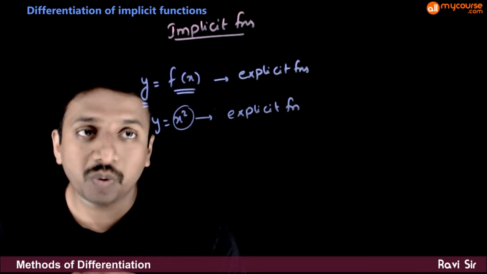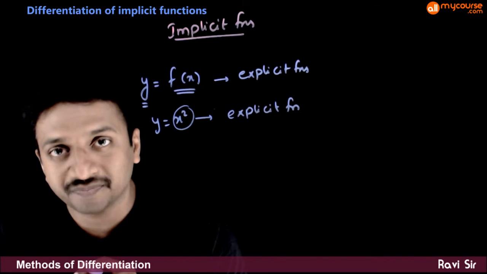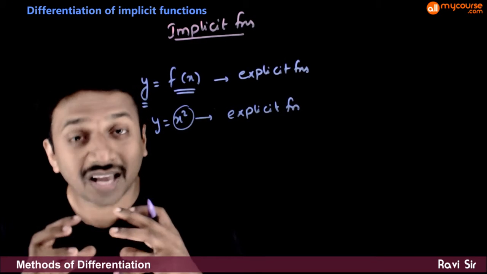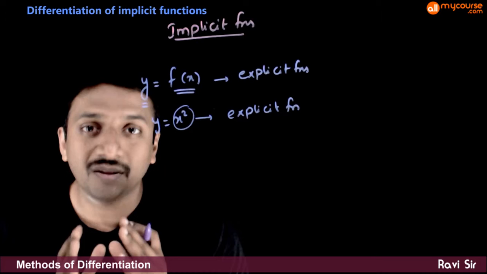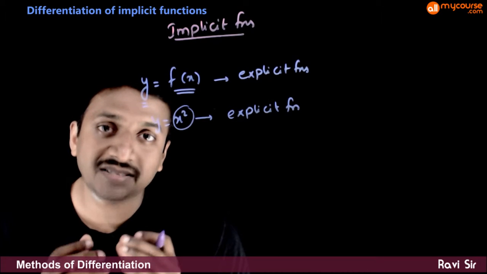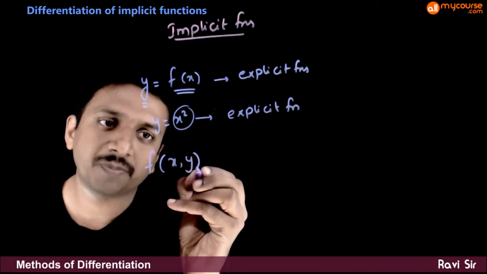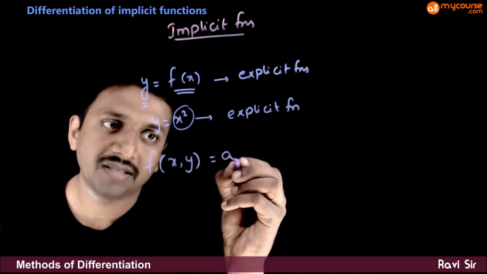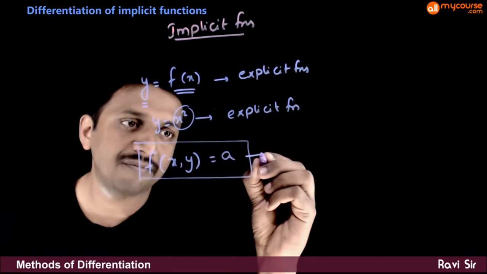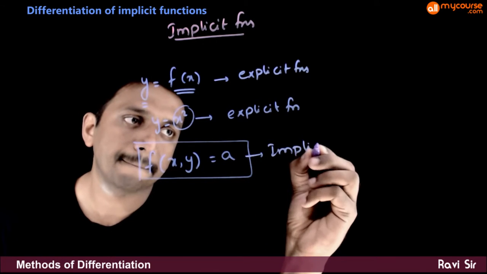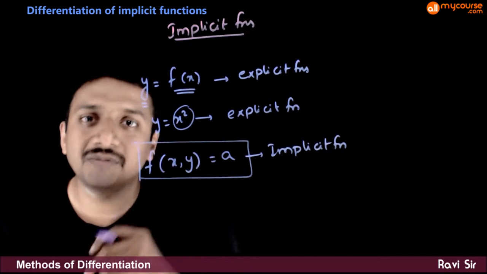Now there can be some functions where y cannot be completely expressed in terms of x. So if y is equal to f of x cannot be done, that is, y cannot be expressed explicitly in terms of the variable x, we call such functions implicit functions. So implicit functions will be of the form some expression of x comma y is equal to a. So this is how an implicit function looks like, and you won't be able to express y completely in terms of x.